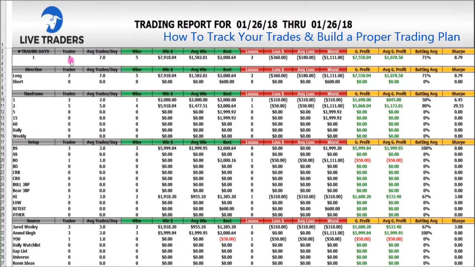How many trading days, how many trades you took, how many wins you had, how many losses you had, what's your average winner, what's your average loser, your gross profit, your average profit, your batting average, and your Sharpe ratio. Okay, it tells you how many trades were long versus how many trades were short. Tells you what time frames you took those trades on. You took 2 trades on a 1-minute time frame. You took 5 trades on a 2-minute time frame.